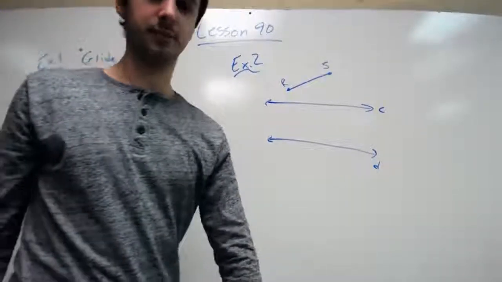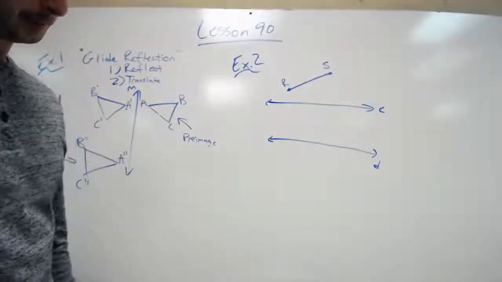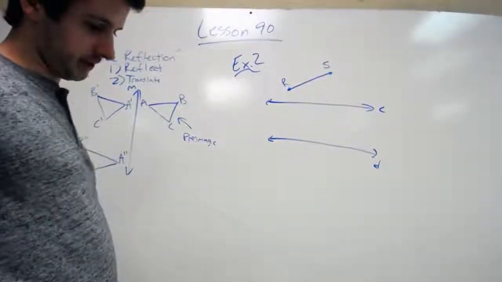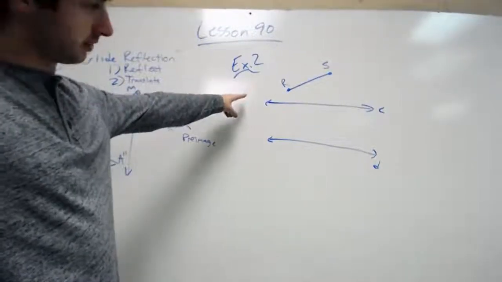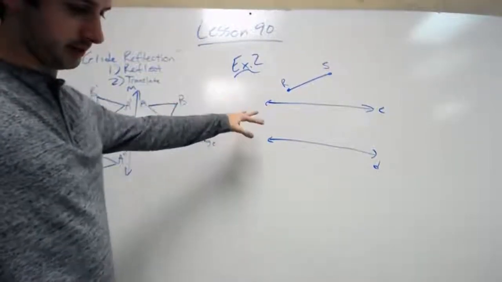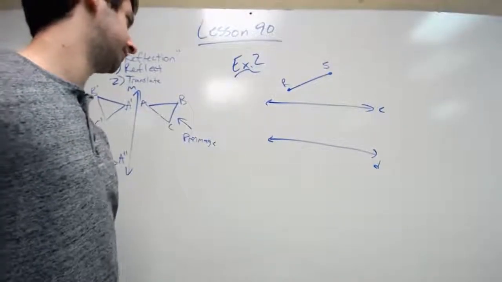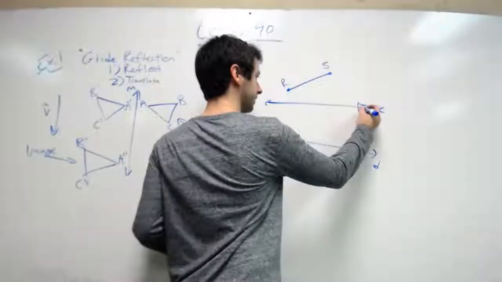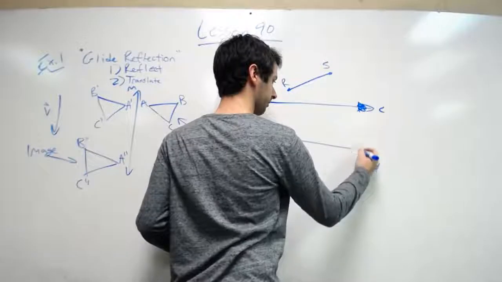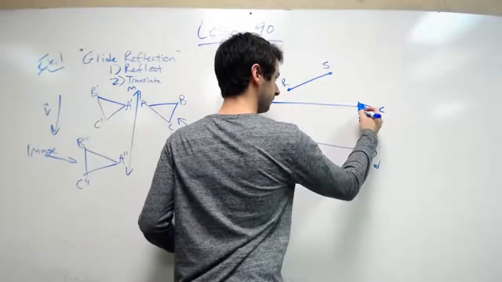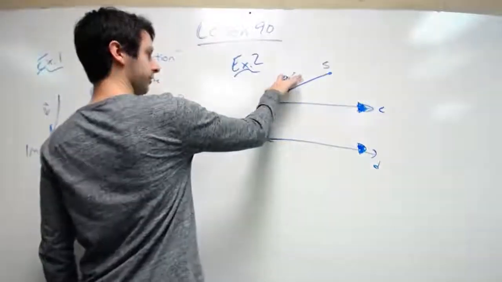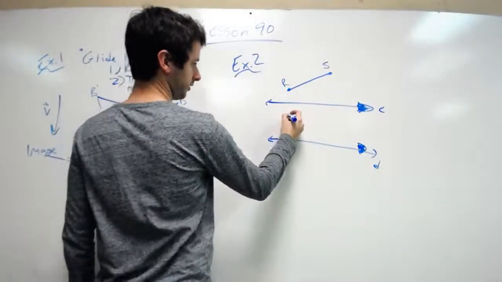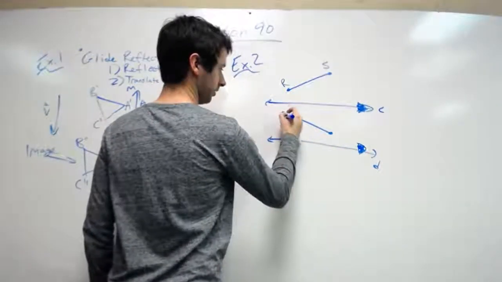Now example 2. Example 2 says reflect the line segment RS across line C and then reflect it again across line D. And it says these 2 lines right here are parallel. So when I reflect this line here, it would look something like this.